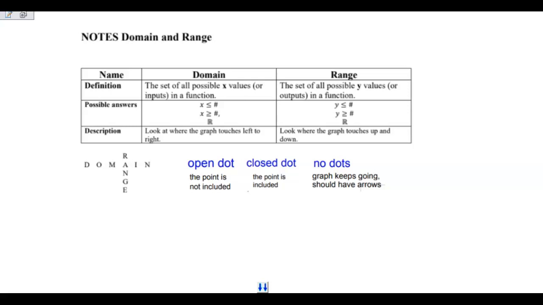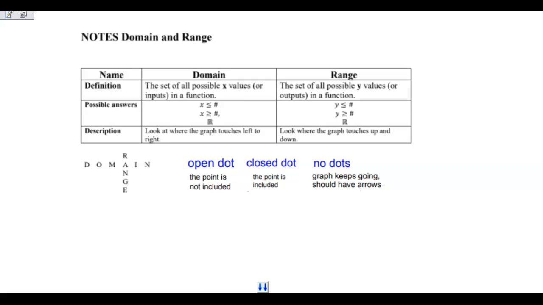The description is look at where the graph touches left to right, and we'll practice that so it makes a little more sense. The range is the set of all possible y values, or outputs in a function. Y can be less than or equal to a number, or it can be greater than or equal to a number, and it also could possibly be negative infinity to positive infinity. And again, we're just going to be looking at the graph.